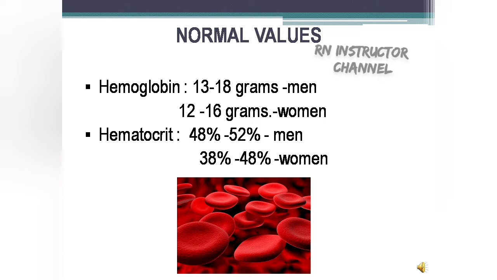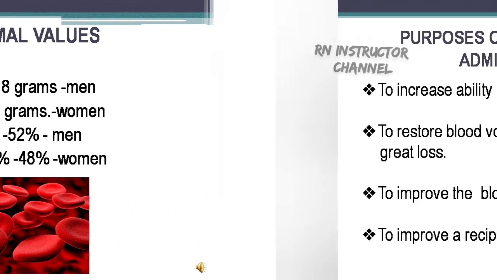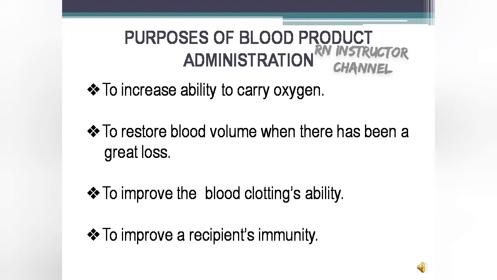The lab values of the patient's blood: hemoglobin is 13 to 18 grams in men, 12 to 16 grams in women. Hematocrit, that is HCT, is 48 to 52% in men, whereas 38 to 48% in women. The purposes of blood product administration are to increase the ability to carry oxygen, to restore blood volume when there has been a great loss, due to RTA cases for example, to improve blood clotting ability, and to improve a recipient's immunity.